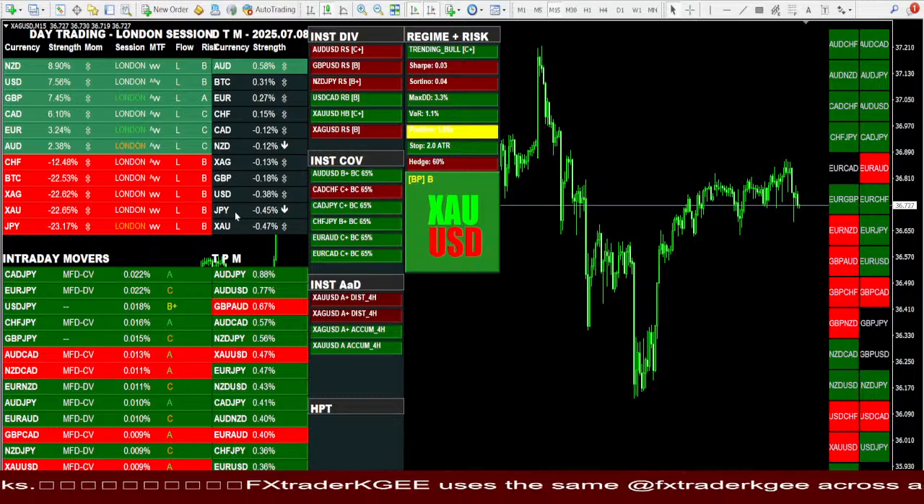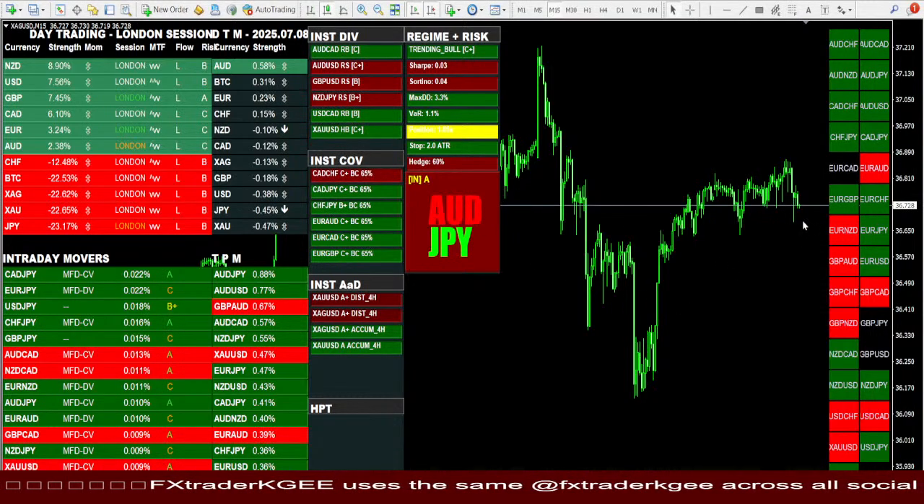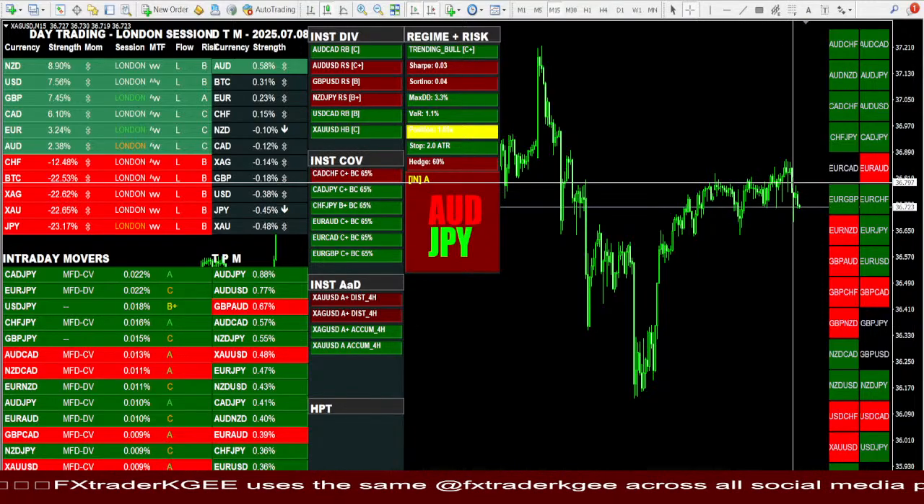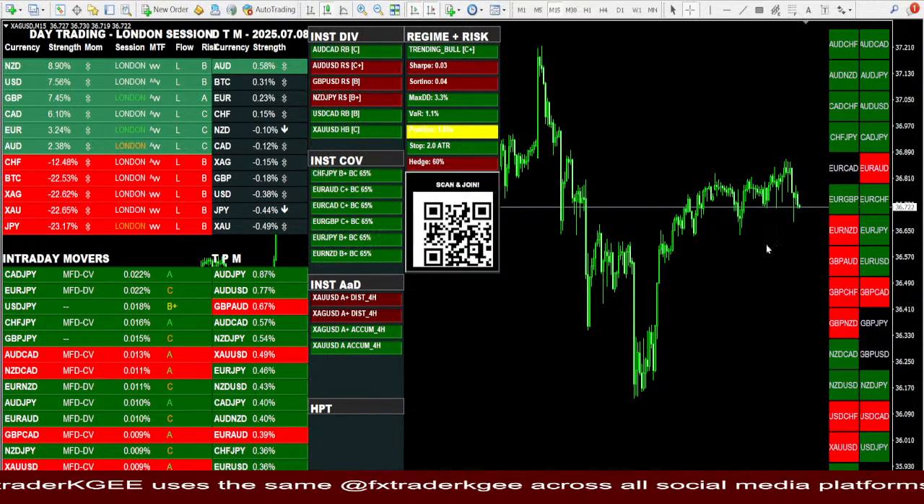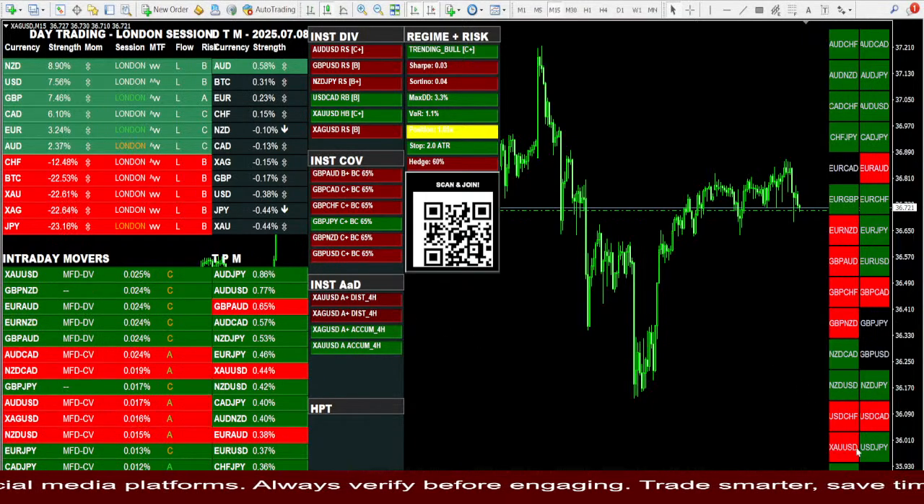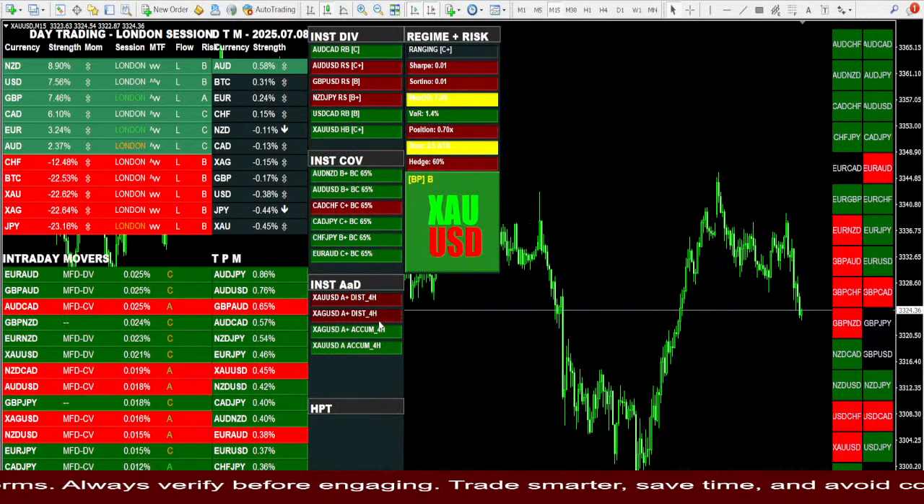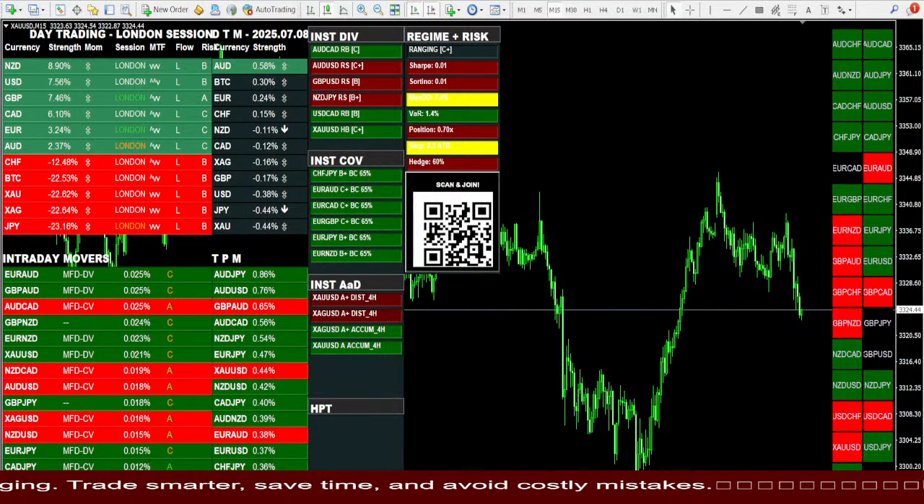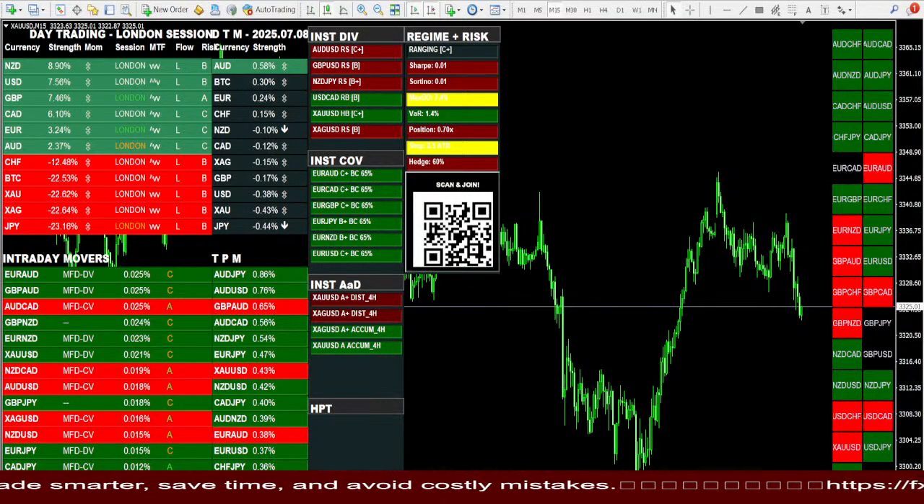Silver is pointing to sell. Okay. White gold is indicating a buy.